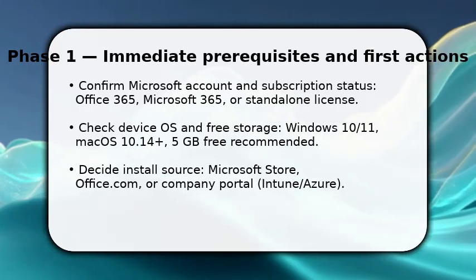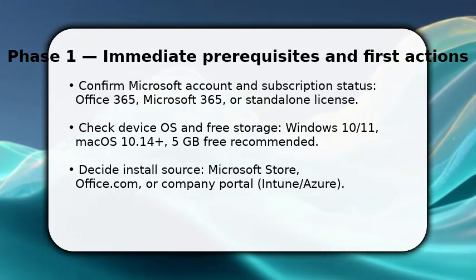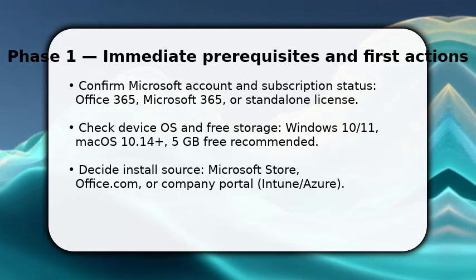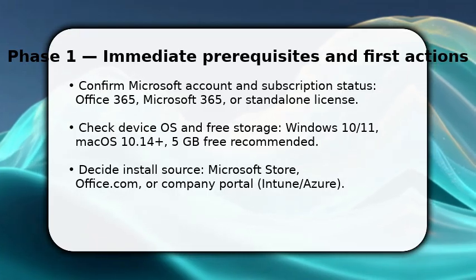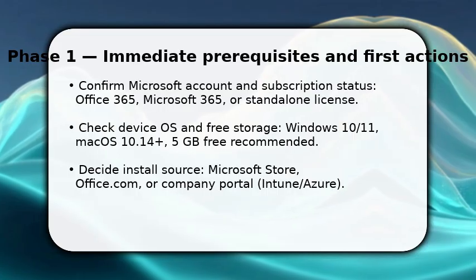You already have essentials, a Microsoft account and enough disk space. Start by signing in at Account.Microsoft.com to verify licenses. This tells you whether you have Microsoft 365 or a perpetual license. Once signed in, go to Services and Subscriptions and locate Office.